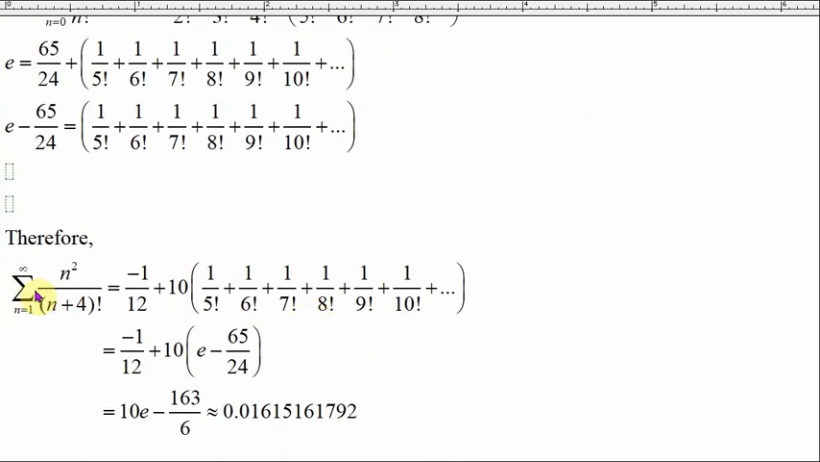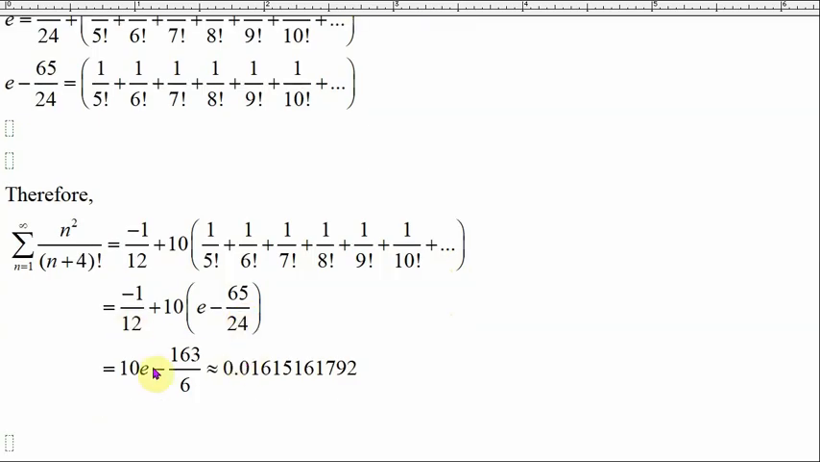We have just shown that the series with n squared over (n plus 4) factorial is negative 1 over 12 plus 10 times this series right here, starting with 1 over 5 factorial. But this part here is e minus 65 over 24. And then simplifying, we get 10e minus 163 over 6, which is approximately 0.016151.